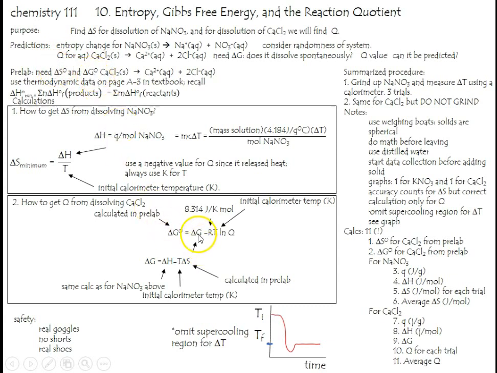We need the measured free energy change. I'll get to that in a minute. We need R. Oh, R is easy. It's just a number. We need T. That's, once again, the initial calorimeter temperature. That's easy. And then we can solve for the natural log of Q.